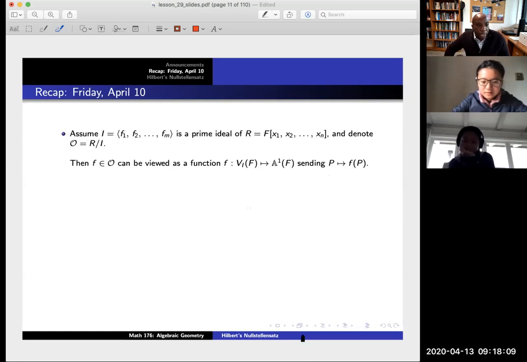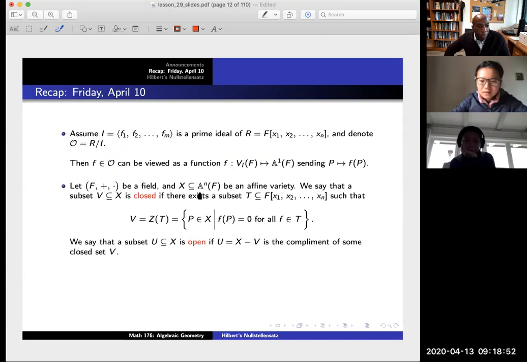More generally, say that we have this prime ideal, just like before. Of course, we're going to assume that our O here is an integral domain. Then remember that every element from this integral domain really can be viewed as a function, where I take a point P and evaluate that function at this point P. We proved before that this is well defined, but again, elements from this integral domain O can be viewed as functions on this affine variety. We're going to try our best to play off of this more and more today.